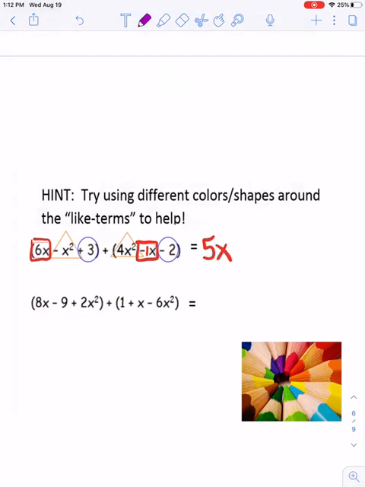Same thing here. Right here it's a negative x squared. If I circle it or put a triangle around it, I always get the symbol with it that's in front of it, negative x squared. Here's another x squared, but this time it's 4. So negative x squared plus 4x squared would give me 3x squared.